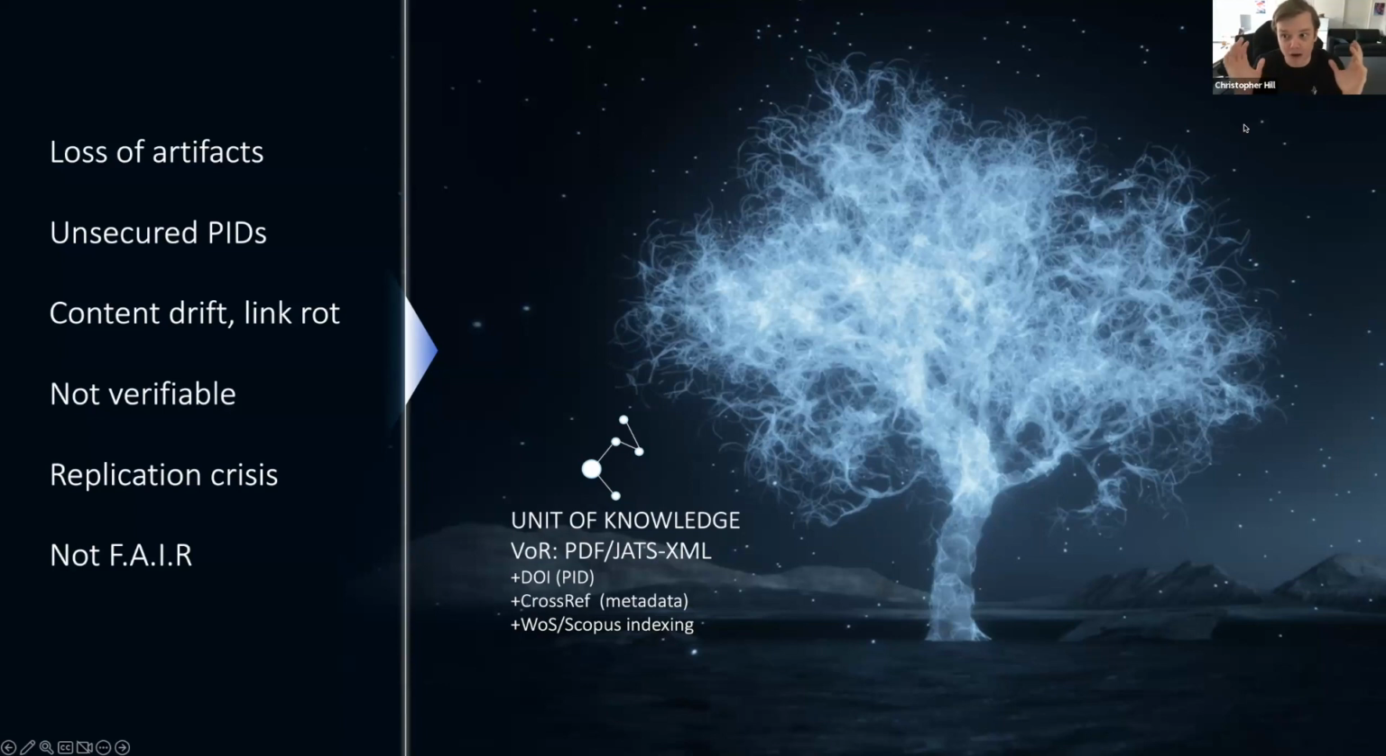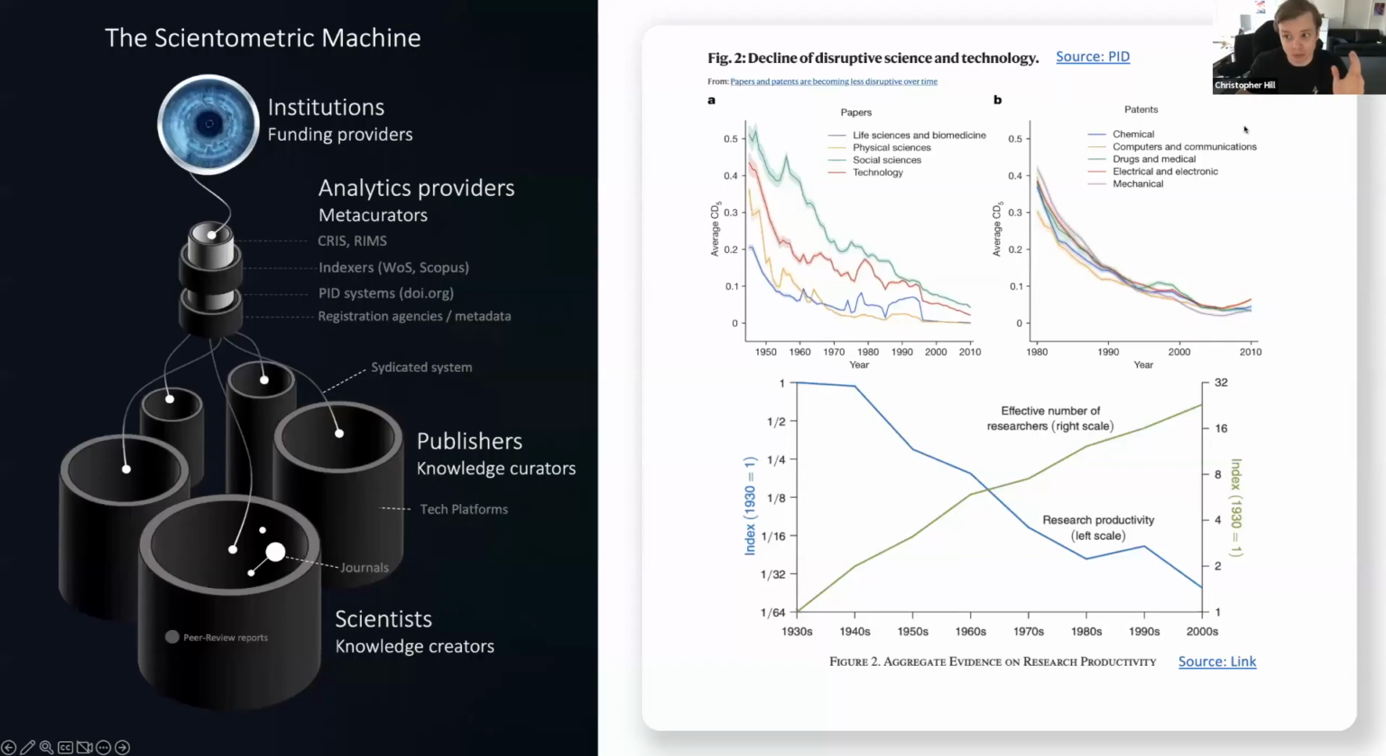Today, our unit of knowledge is this so-called version of record. This is when you publish a manuscript as a scientist. It's published by a publisher. It's essentially a PDF file with a DOI, that's a PID, with a Crossref metadata in Web of Science indexing. That's our unit of knowledge today. So how does it work?